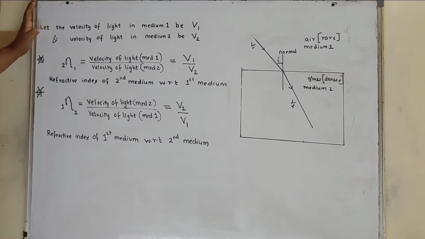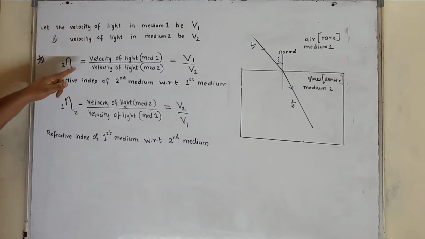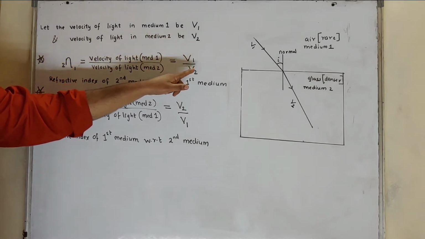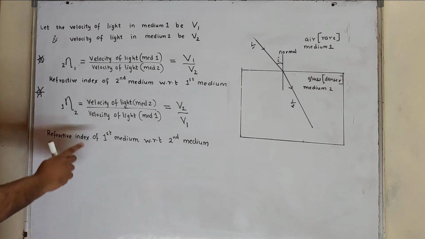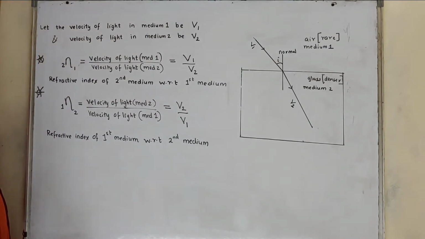We have studied that refractive index depends upon the velocity of light. So the refractive index of second medium with respect to medium 1 is nothing but the ratio of velocity of light in medium 1 to velocity of light in medium 2. Then the refractive index of first medium with respect to second medium is v2 upon v1.